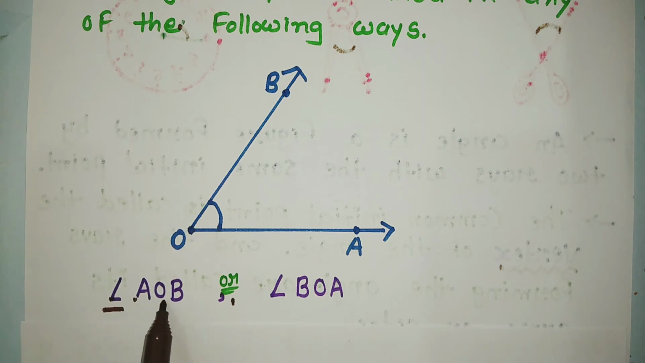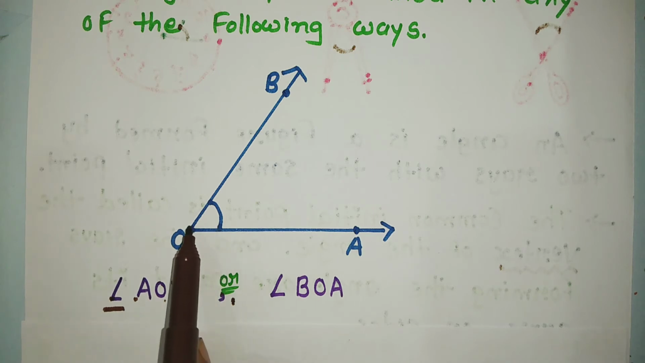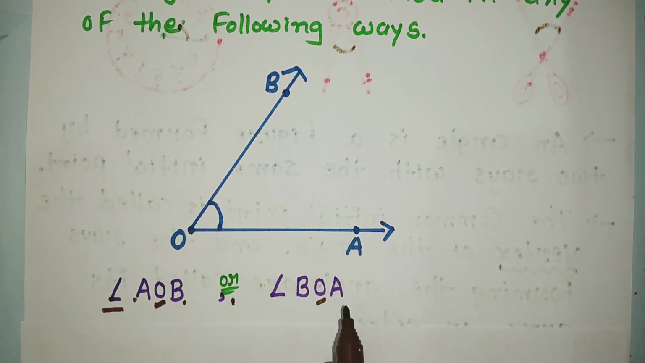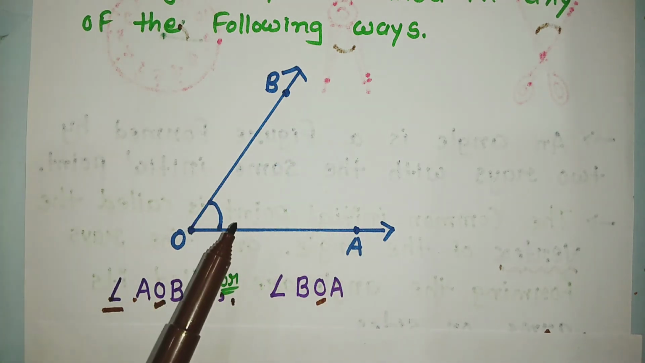Angle AOB, angle BOA. So the one thing that you have to remember in your mind is that if you want to write the name of angle O, then angle O should be the middle letter. I cannot make A and B the middle letter because angle O is forming over here.